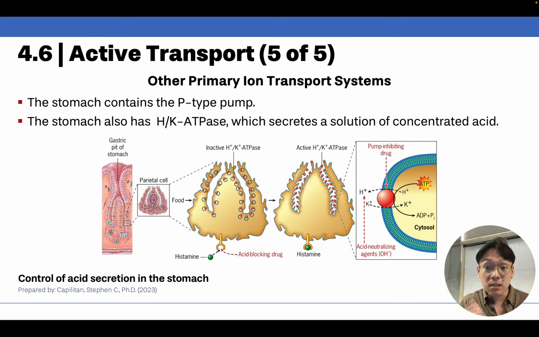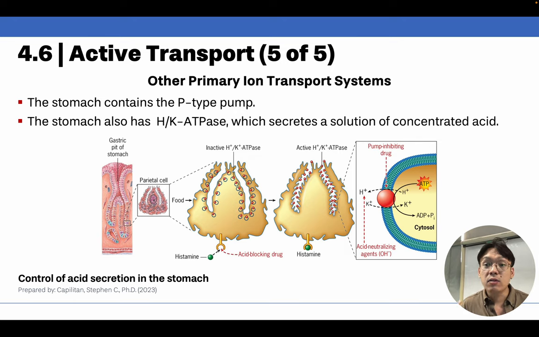Binding of histamine to its receptor will stimulate a response that causes your hydrogen and potassium ATPase containing vesicles to fuse to the plasma membrane. So when histamine binds to its receptor, these vesicles will fuse to the plasma membrane, forming deep folds, or what we call your canaliculi. So you will see in this figure that there are foldings in your cells.